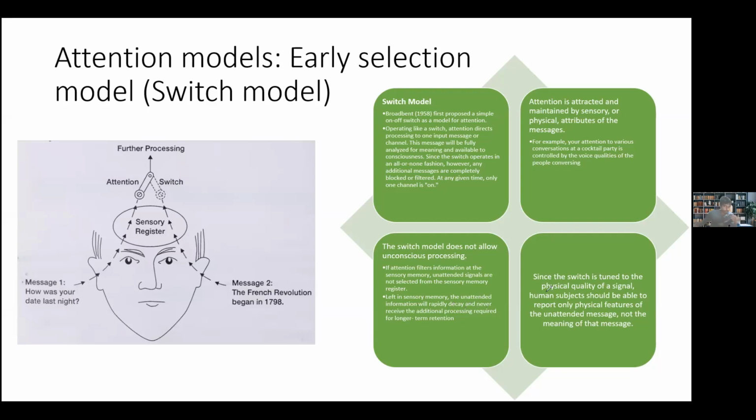The switch is exactly tuned to the physical quality of the signal, let's say pitch or the volume or something like that. So you cannot know whatever was present in the unattended message. You're attending to this one, so you'll not pay attention to this one. If any question is asked about this message, you're not able to answer, but you may be able to say that it was high pitch, or of high volume, or a slow rate of speech. The physical attributes can be answered, but the meaning and other things may not be answerable. So this is the switch model.